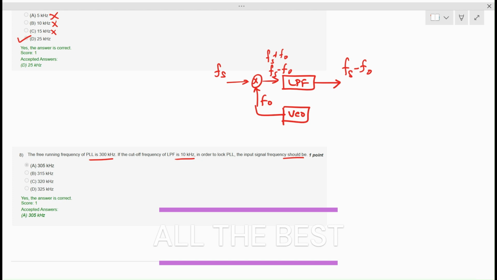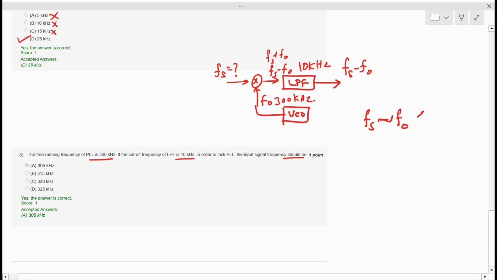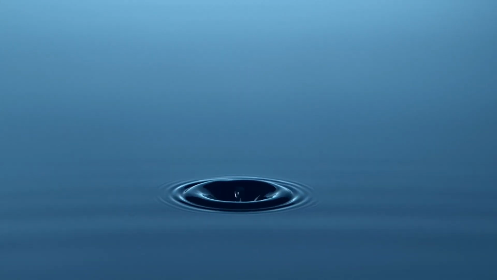The low pass filter is like a gate. Whoever has a lower height than the actual height of the door can enter through that door. Here the cutoff is 10 kilohertz and the free running frequency is 300 kilohertz. What should Fs be? The difference between Fs and F0 should be less than 10 kilohertz, which is the low pass filter cutoff frequency. Therefore, 315 is not possible, 320 is not possible, 325 is not possible. Only 305 kilohertz can be the incoming signal frequency, so that the difference will be 5 kilohertz and it can pass through the low pass filter. So the option is A. Thank you.